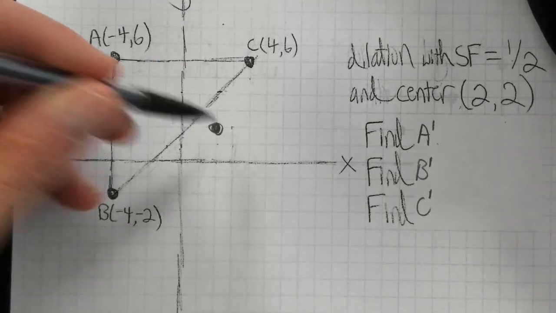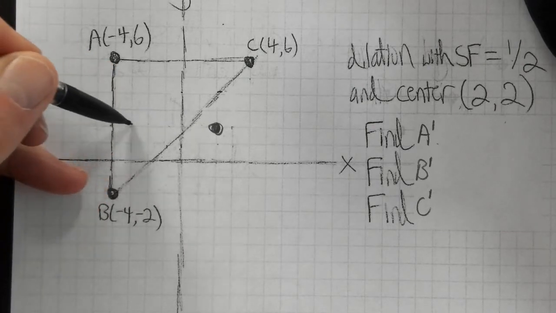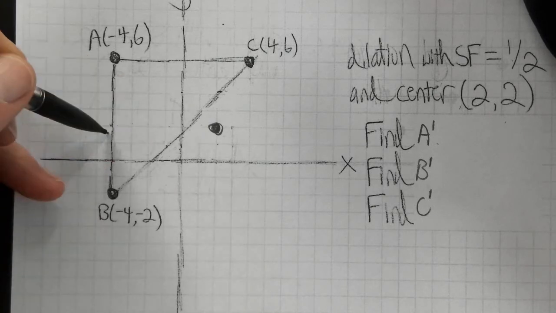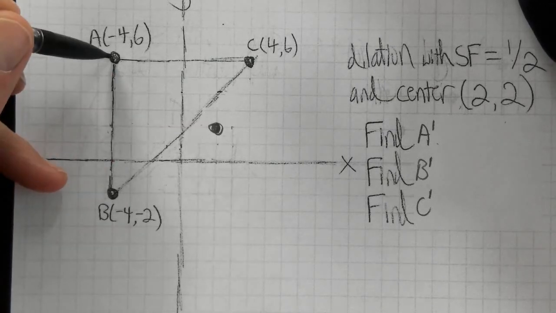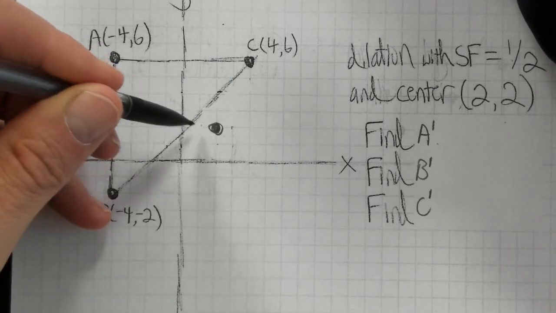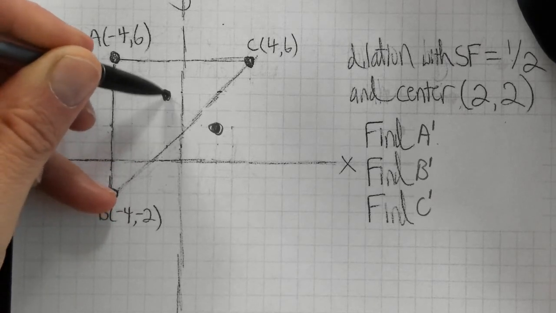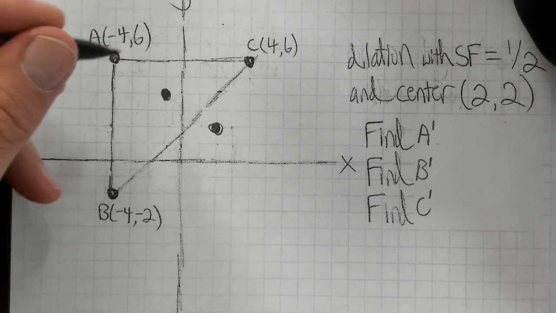So from the center of dilation, let's get A. It's over by 1, 2, 3, 4, 5, 6, and up by 1, 2, 3, 4. Over 6, up 4. Alright, so instead of over 6 and up 4, I got to go half that amount, which is over 1, 2, 3, and up 2. Half as far over, half as far up. And so here's my A prime.